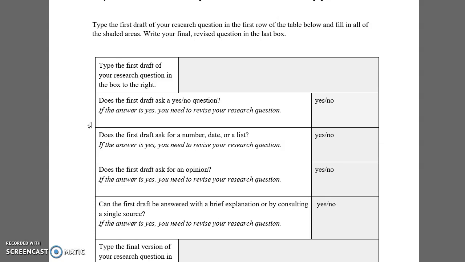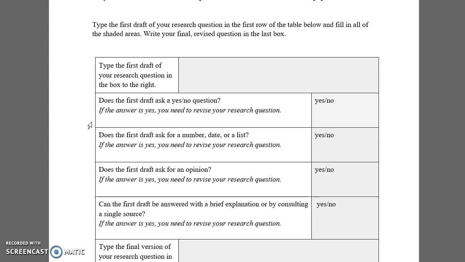Next, does the first draft ask for a number, date, or list? A lot of people will put no, but in honesty, you will find that a lot of research questions can be answered in a list, so be careful with this. If at any time your answer is yes, you're definitely going to want to revise your research question.